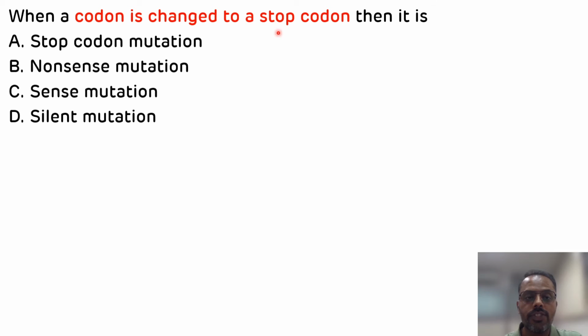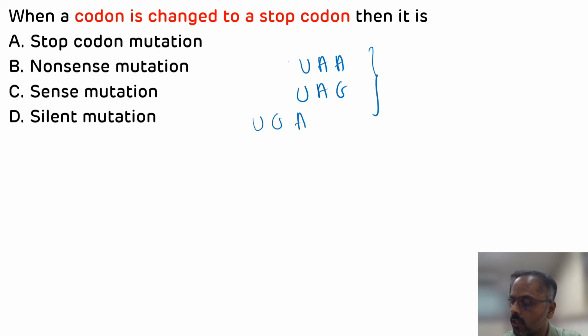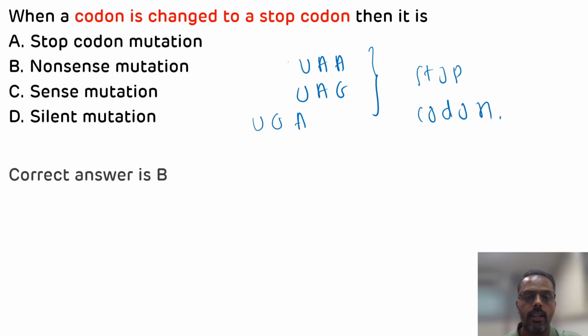When a codon is changed to the stop codon, then it is, and the options are stop codon mutation, nonsense mutation, sense mutation, and silent mutation. So again, it is a very simple question. When a codon is changed to the stop codon, it is generally called a nonsense mutation. There are three stop codons, that is UAA, UAG, and UGA. These are the stop codons. Fine. The correct answer is B.